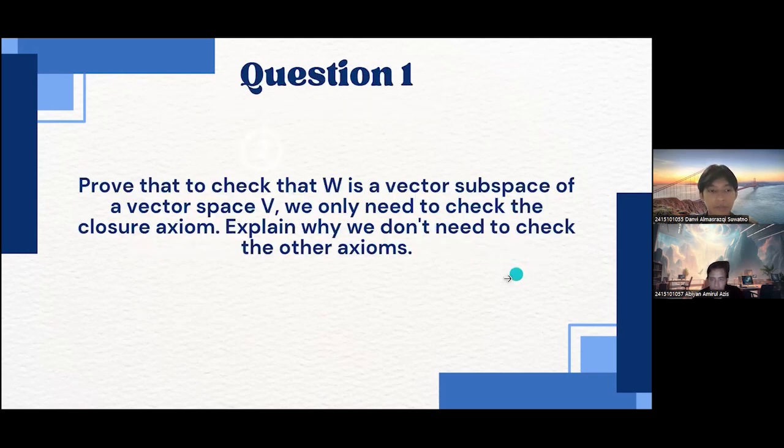Starting from question number one. The question is to prove how we check that W is a vector subspace of a vector space V. We only need to check the closure axiom. Explain why we don't need to check the other axioms.